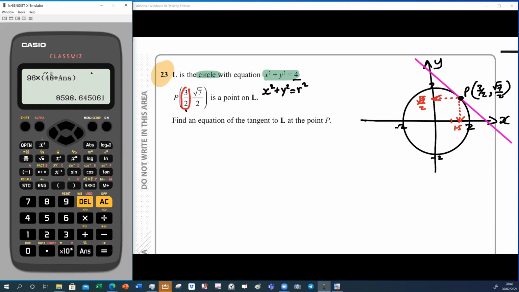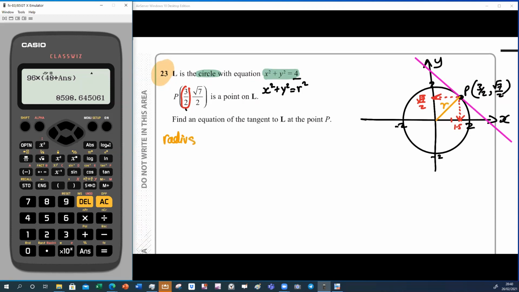Okay. Now, what do we need to do to work out the equation of the pink line? We want to work out the equation, meaning y equals mx plus c format. So what do we need to do first? Any ideas? Find the gradient. Fantastic. We need to work out the gradient of the radius.